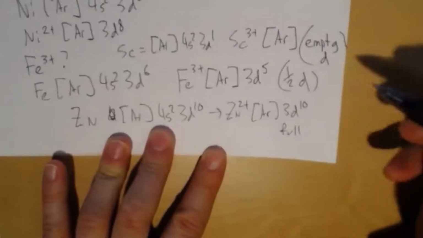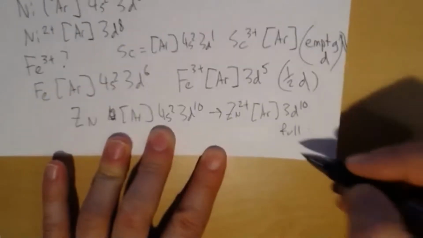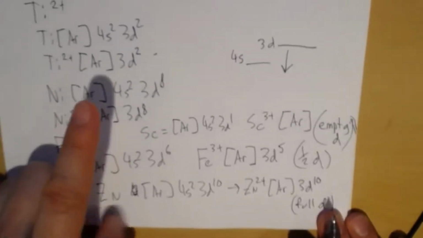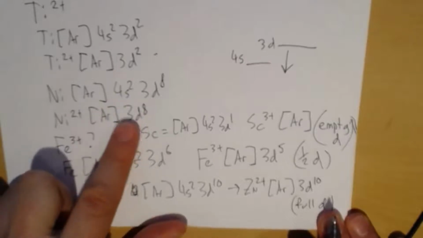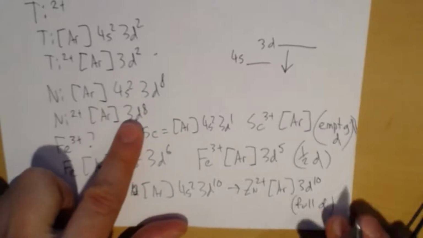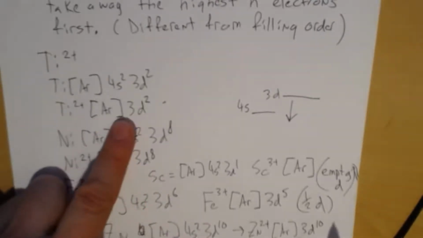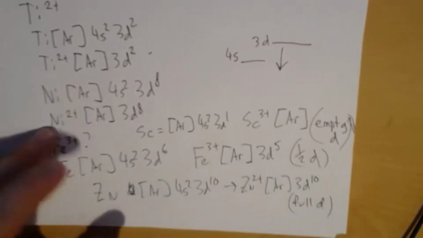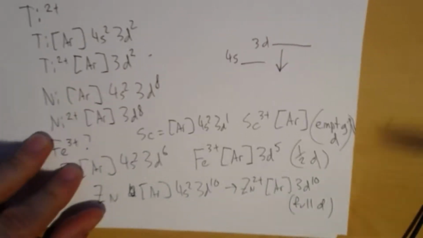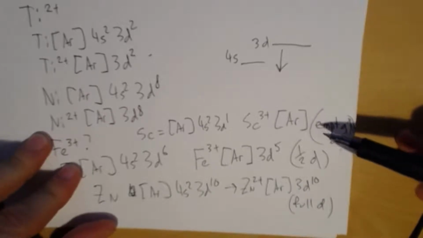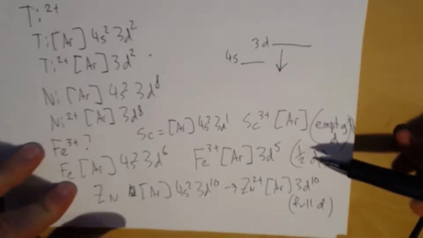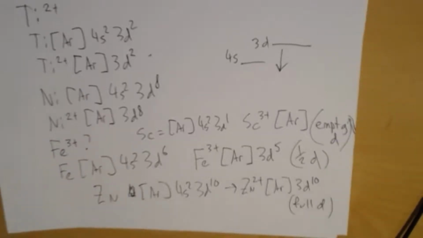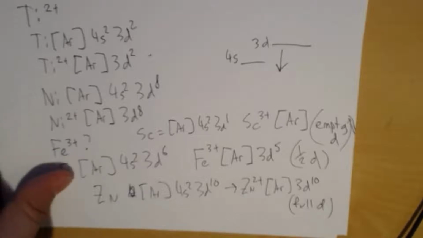These are not answers, these are strategies, but you won't always get it. Like nickel doesn't get to have a full D. It just gets to get rid of the S. Same with titanium. It doesn't get to have an empty D. It just gets to get rid of its S. So they can't always do that. But a lot of times they'll react in such a way as to get an empty D if they're close to the beginning of the D block, or a half-filled D if they're somewhere in the middle, or a full D if they're toward the end. So that's kind of what transition metals do.